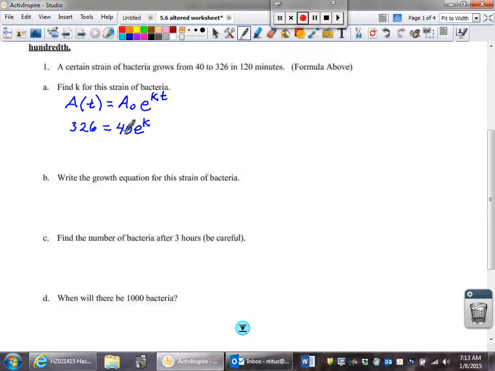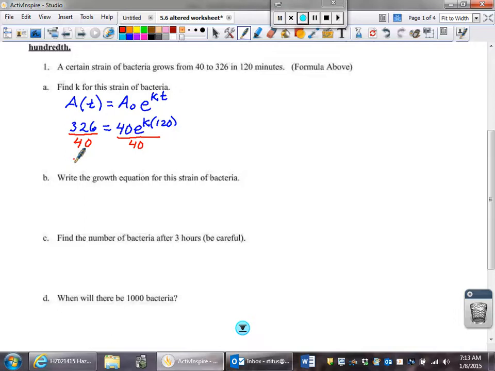Now, to go from 40 bacteria to 326 happens in 120 minutes. So that means T up here is going to be 120 minutes. Now we're going to solve this equation. The base is E, the exponent is 120K. Since the 40 is not part of the base or the exponent, I'm going to change colors and divide by 40 on the right side, and divide by 40 on the left side.